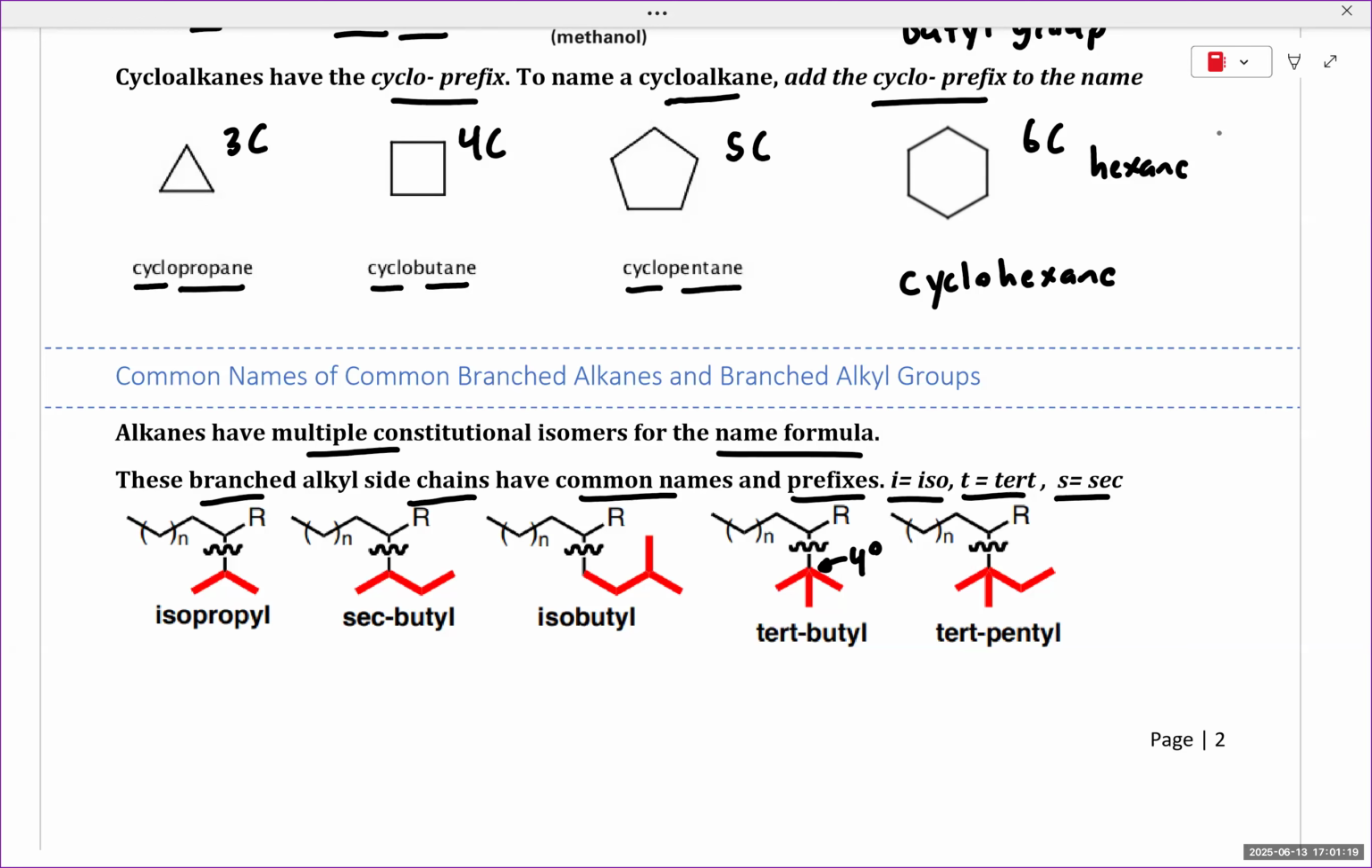You're going to want to be familiar with each of these common branched alkanes and their names, as they come up a lot in terms of alkane nomenclature. We'll also talk about alternative ways to name these branched alkyl groups, but the common names are highly referenced and they're very efficient for naming these complex branched side chains.